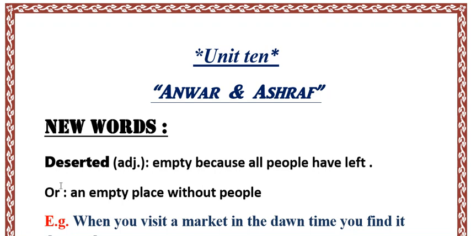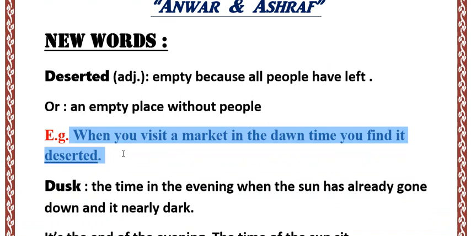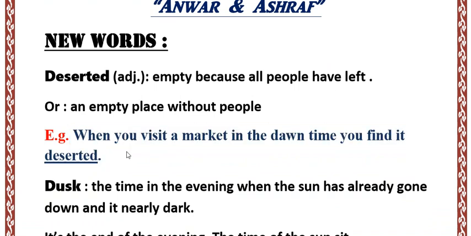Okay? Then, I will give you an example for the word deserted. For example, when you visit a market in the downtime, you find it deserted. The downtime means the early morning. So, example again for the word deserted means empty place. Example, when you visit a market in the time of dawn, it's deserted.